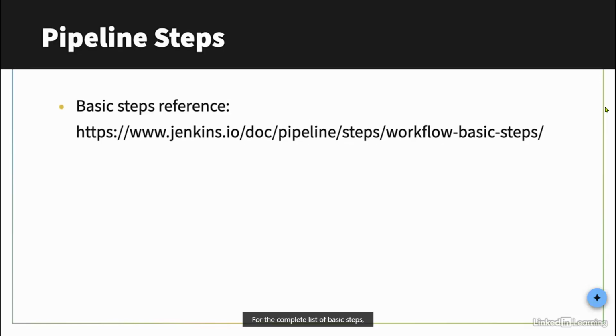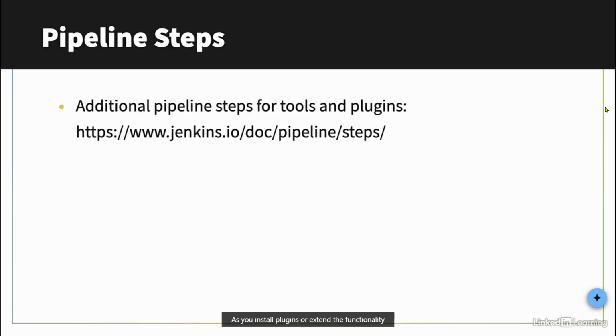For the complete list of basic steps, please take a look at the Basic Steps reference in the Jenkins documentation. In this list, you'll find dozens of the steps available for use in a pipeline. As you install plugins or extend the functionality of your Jenkins server, you'll find that many plugins expose their own pipeline steps. For more information on these additional steps, you'll want to take a look at the Pipeline Steps reference in the Jenkins documentation. There are literally hundreds of steps to choose from, so I encourage you to take a look at this list to see if there are any tools that you're already using that can be called from a pipeline step.